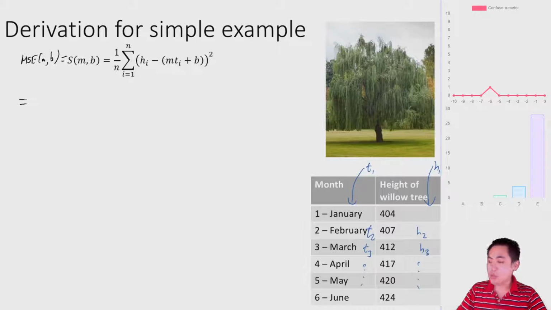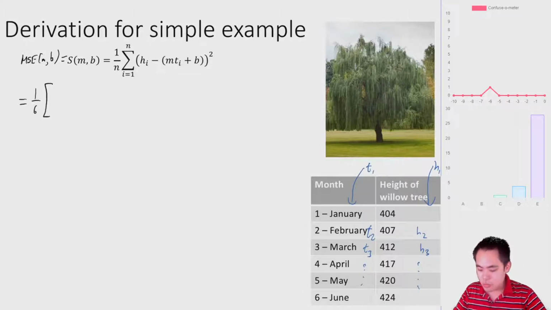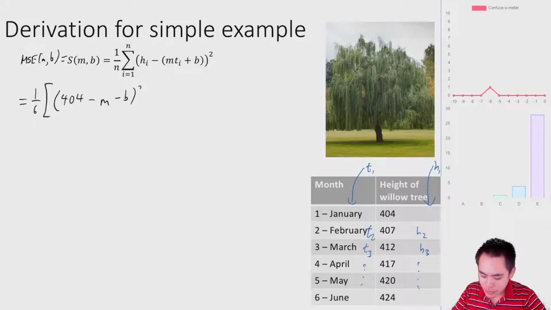This is just because I made life easier for this computation. So when you do this, you have to plug in all these values. This is going to be 1/6 times, well, what's plugged into the first one? That's h1 and t1. So you have 404 for h1 minus m times the time 1, which is just 1, minus b, squared. Okay, so that's the first term of that summation.